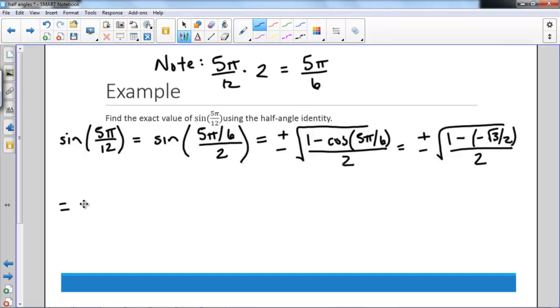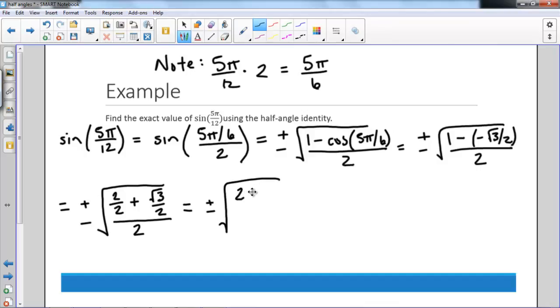Okay, simplifying this, plus and minus square root. Since I have a 1 here, I'm going to get the common denominator, which is going to be 2, so I can rewrite my 1 as 2 over 2. I have minus a negative, so that's going to change into a plus, root 3 over 2, all over 2. Since I have my common denominator now, I can add these two together and get 2 plus root 3 over 2.